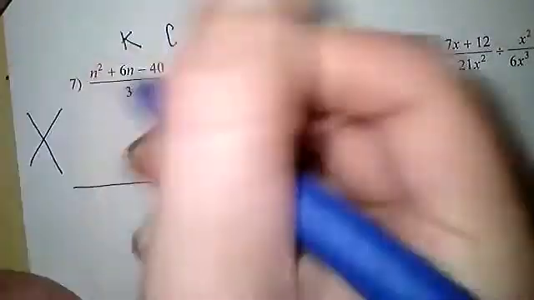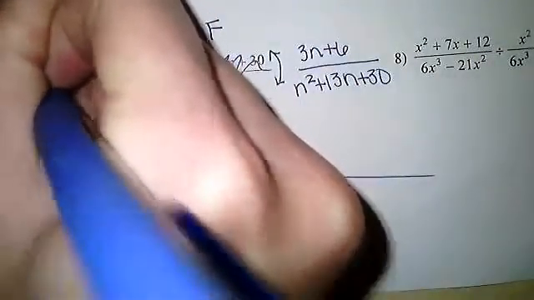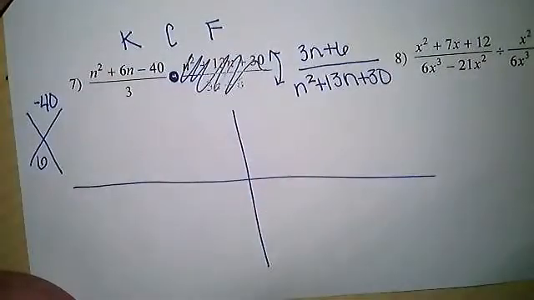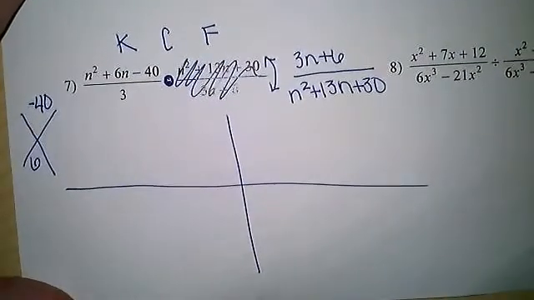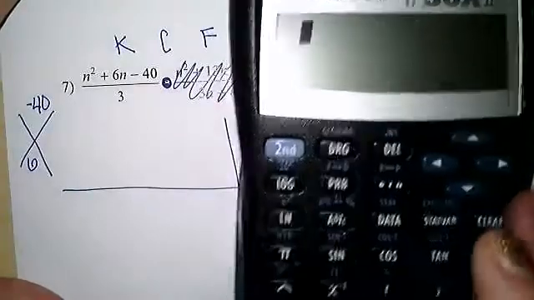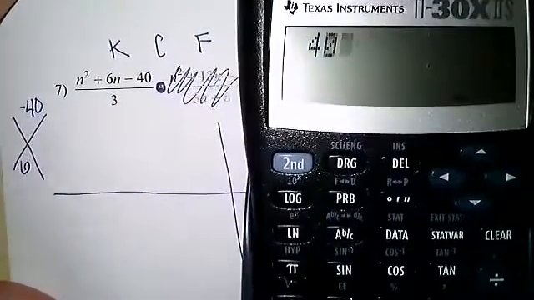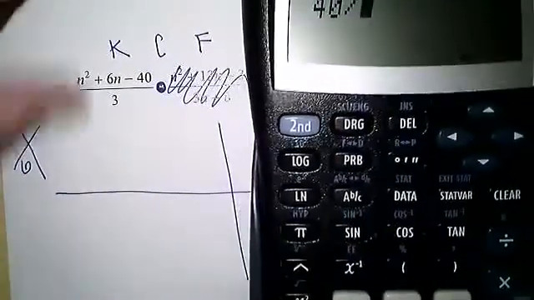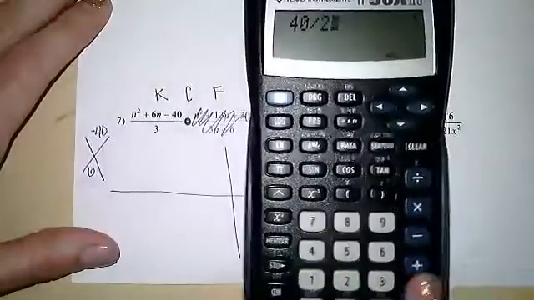This top one over here, since it has 3 terms, you can do your big X. So we'll put our negative 40 on the top and our 6 on the bottom. This one might be a little tricky to find your numbers. So you can take out your calculator and you can do 40 divided by 2.